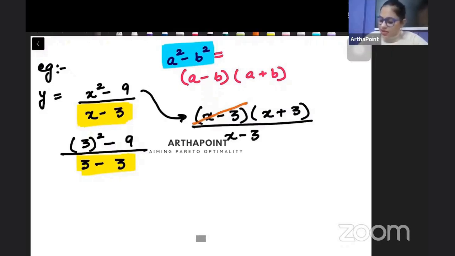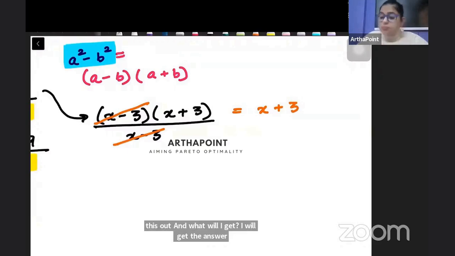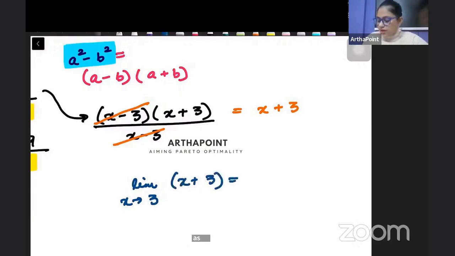And clearly I can cancel this out. And kids, what will I get? I will get the answer as x plus 3. And now when I evaluate at x equal to 3, only x plus 3, I will get the answer as 3 plus 3 equal to 6. So I have been able to remove that discontinuity.